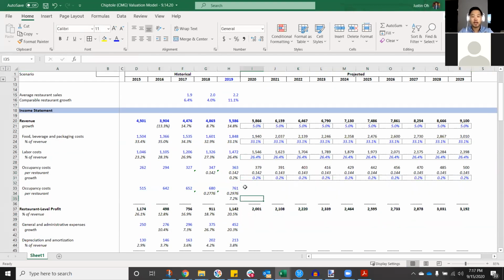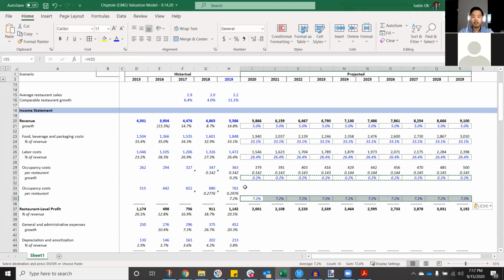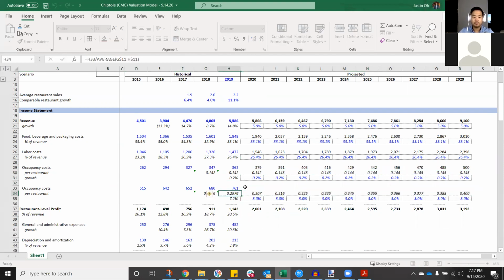Anyway, occupancy costs, kind of the same thing. I'm just going to grow it like what I think inflation might be, I don't know, but you saw this growth, but then that was kind of a pop after these three. So just call it 3%. Copy this formula down.